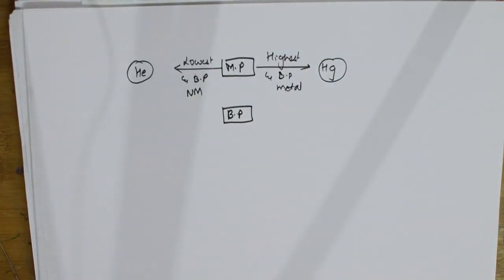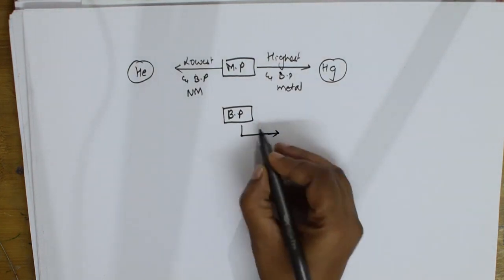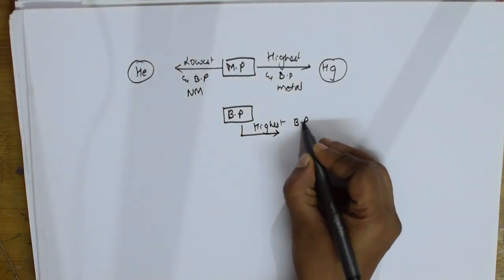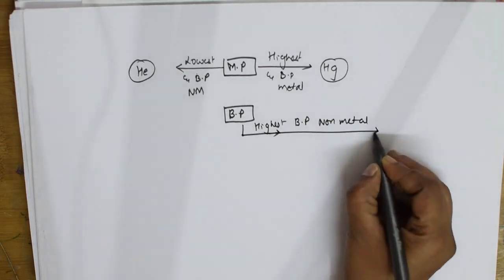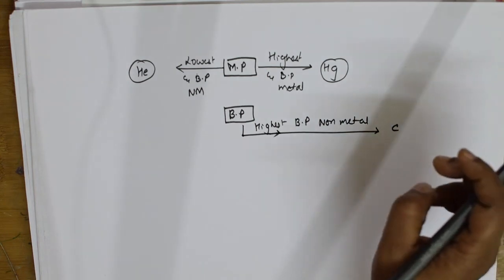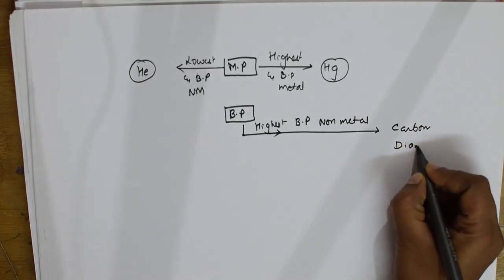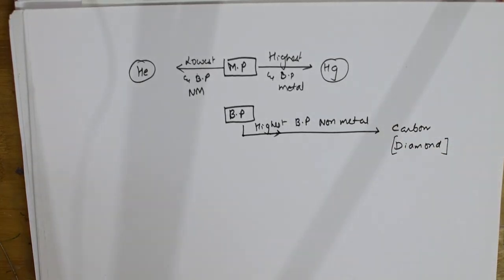Let's come back with boiling point. The non-metal with the highest boiling point is nothing but carbon. In carbon, that form is diamond. The diamond form has the highest boiling point and it is a non-metal, because we very well know it's very difficult to break the diamond and boil it because of the strong bonds among them.